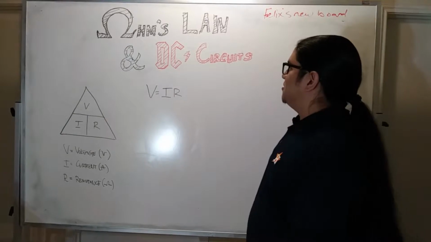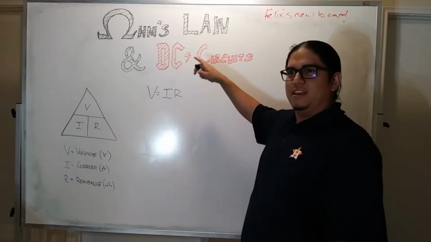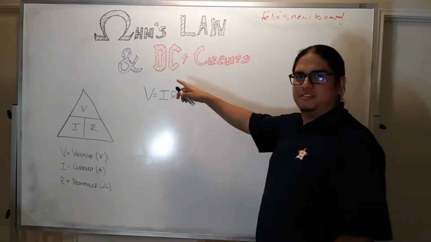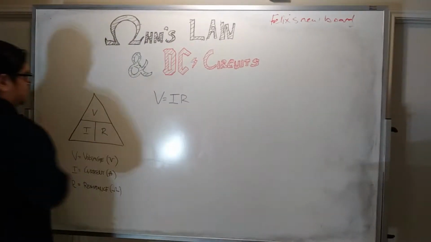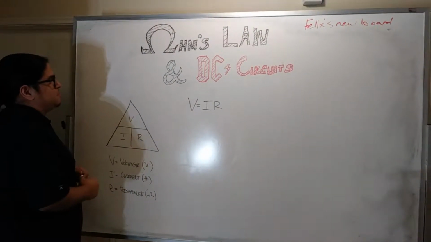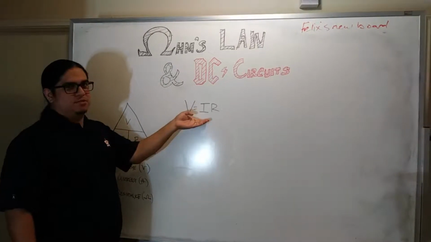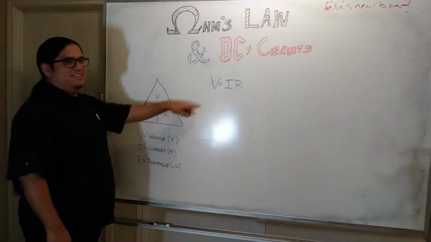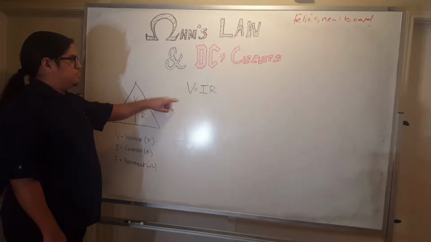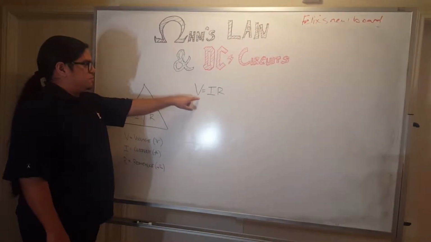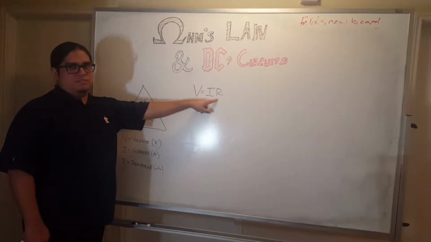And today we're going to be discussing Ohm's law in DC circuits, which was theorized by the German physicist Sir George Ohm. The equation for Ohm's law is the voltage equals the current times the resistance. As you can see, it is a fairly simple equation. In Ohm's law's equation, you can see that the voltage is directly proportional to the current times the resistance.